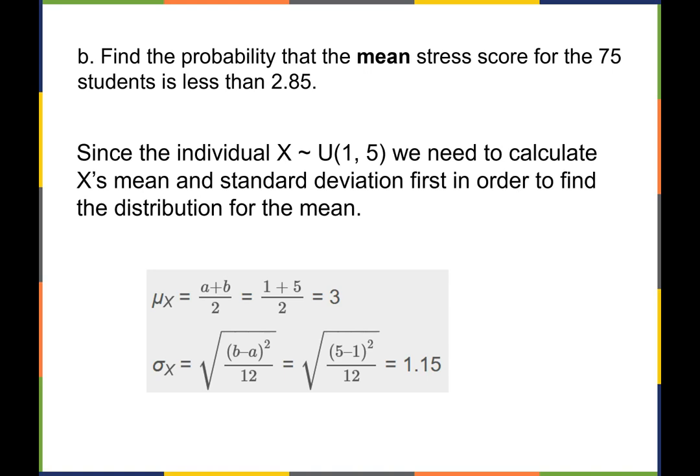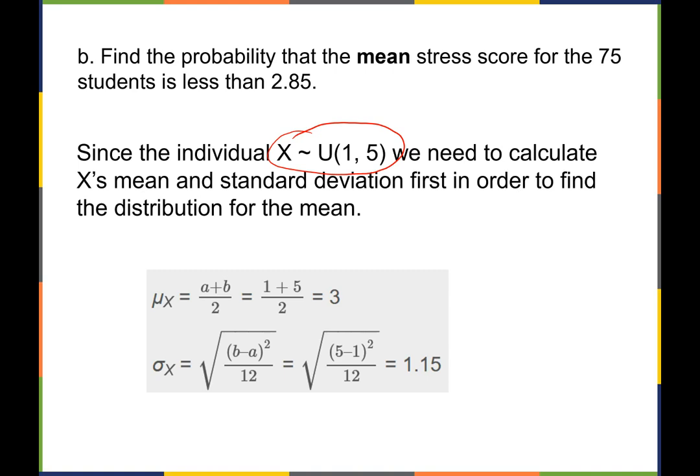Hopefully you remember that the mean for the uniform distribution is just the average of the two endpoints. So we take 1 plus 5 and divide it by 2 and we get 3. So that's the mean for x. And the standard deviation for the uniform distribution, you remember that as well, is the square root of (b minus a) squared over 12. (5 minus 1) squared over 12 square rooted, we get 1.15. So there's the mean and standard deviation for our uniform distribution.